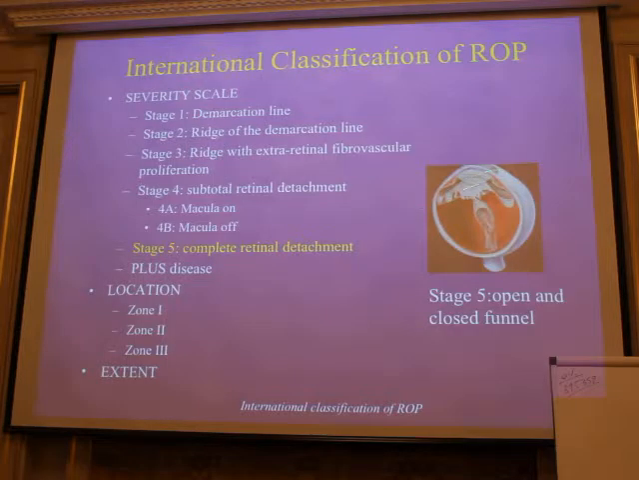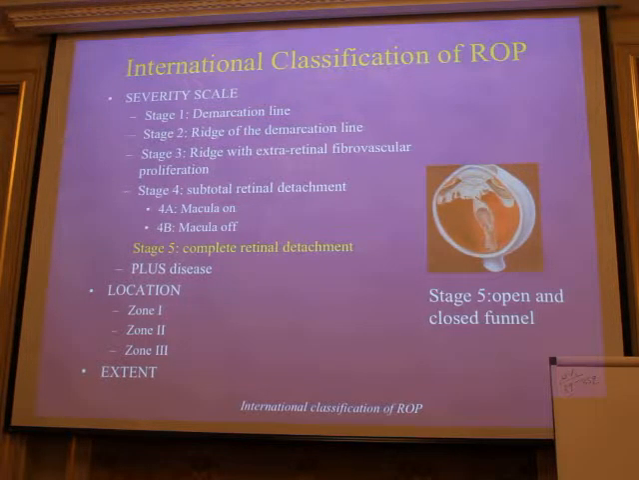And this is what was initially coined retrolental fibroplasia. Basically, it's the stage 5 closed funnel RD with a complete push towards the lens. These detachments always go towards the lens and are very, very aggressive, very difficult to treat.